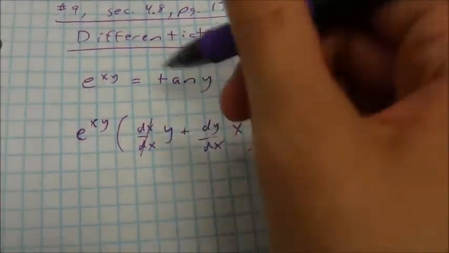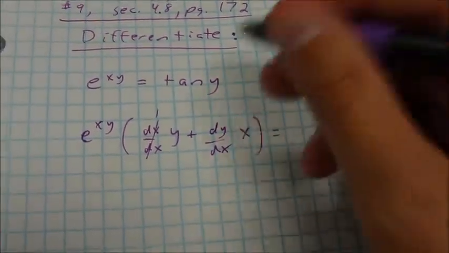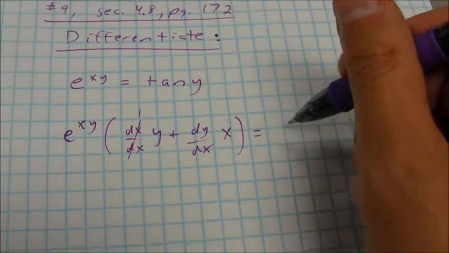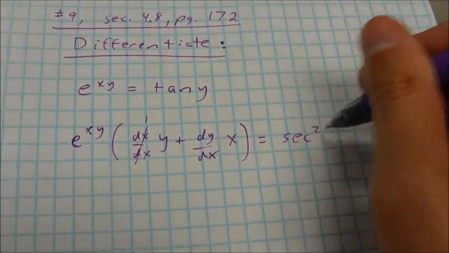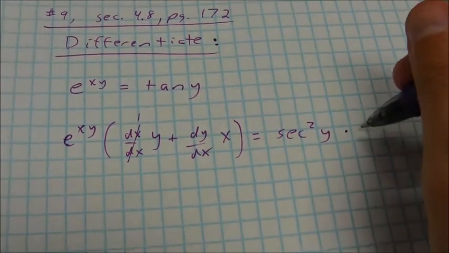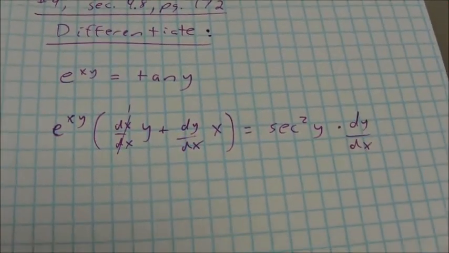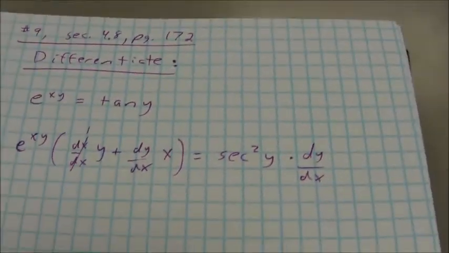Now, get a little simplifying here, because that simplifies down to 1. And that's equal to, on the other side, the derivative of tangent of y, which is secant squared of y times the derivative of the inside function. Got to remember that chain rule. Derivative of y with respect to x, of course, is dy dx.